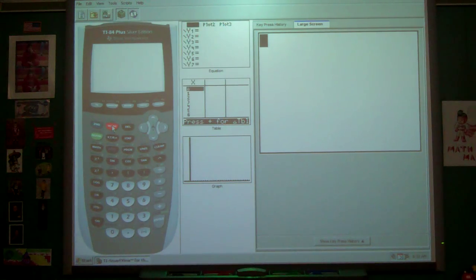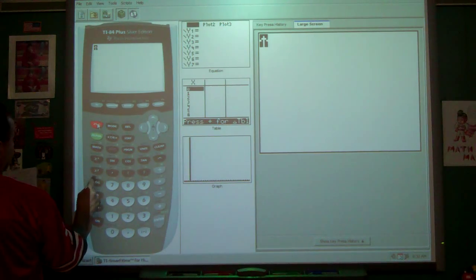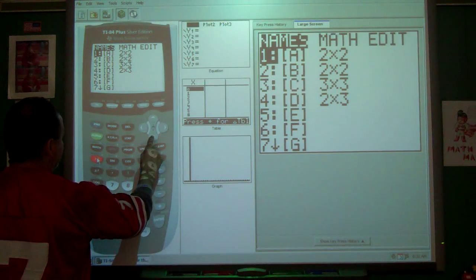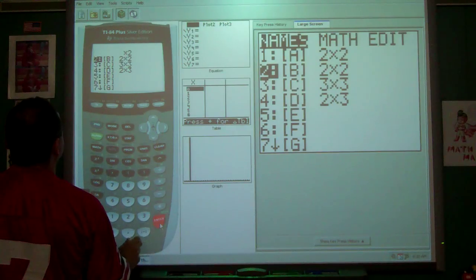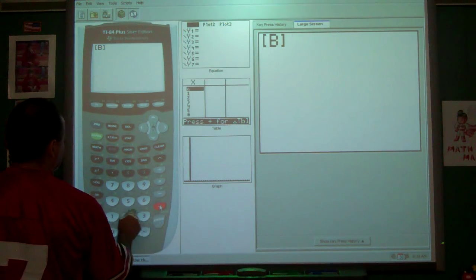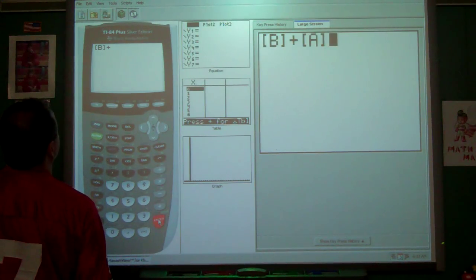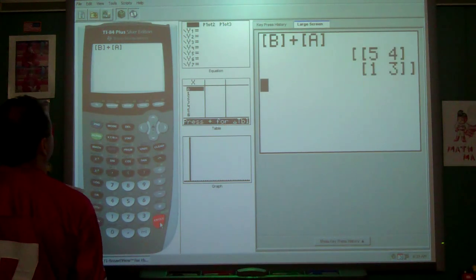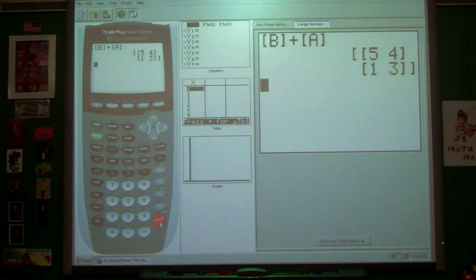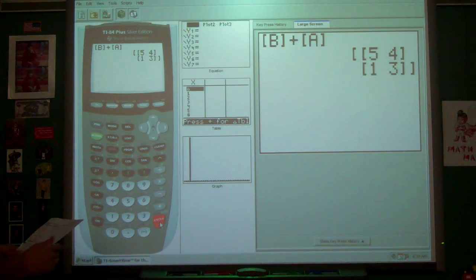And as long as you put those in correctly, you just look at your sheet. Second matrix, matrix B, plus second matrix, matrix A, enter. There's your answer. Okay? Second quit.